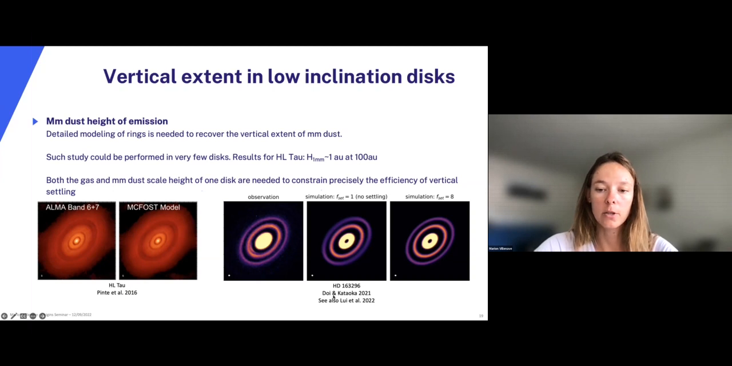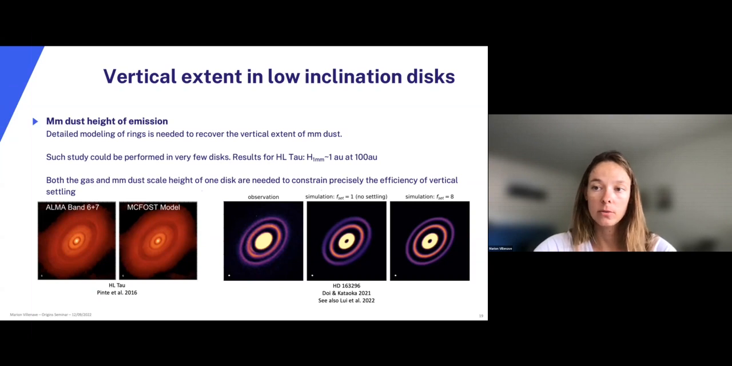There is another technique that was used by Doi and Kataoka on HD 163296, which was to use the variation of intensity between the different parts of one ring. If it does not vary, it means that the disk is very thin, while if it does, then it means the disk is not so thin. The results on these two systems typically find that the scale height of the dust is 1 AU at a radius of 100 AU. And in HD 163296, they also find that the scale height of the dust is probably higher for the inner disk, like 67 AU.